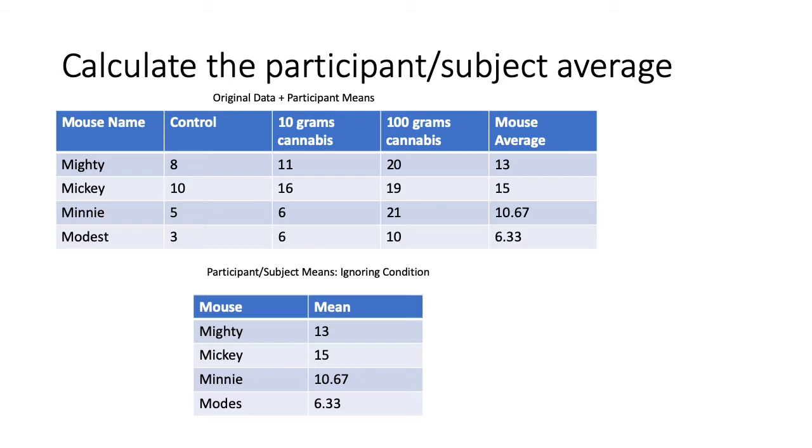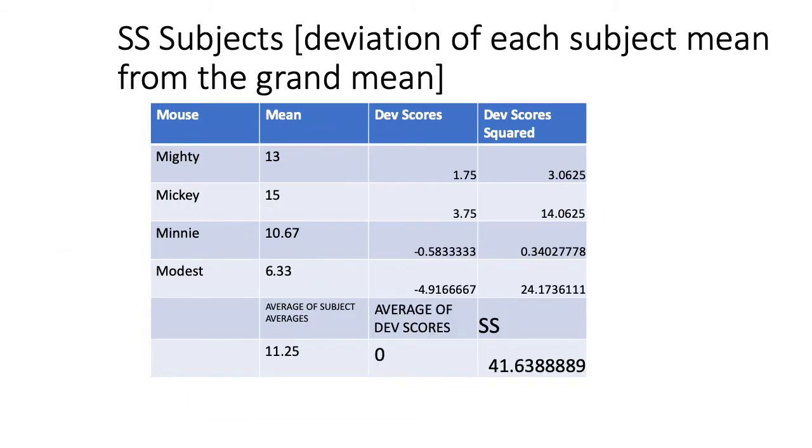Let's see what that looks like. So here we got those means of Mighty, the mean of Mickey, the mean of Minnie, the mean of Modest, right? Boom, we got them there. The average of these averages is 11.25, so that's our grand mean. So now we're going to take the participant's mean, Mighty's mean of sleeping minus the grand mean, Mickey's mean of sleeping 15 minus the grand mean of 11.25, Minnie's mean of sleeping 10.67 minus the grand mean 11.25, Modest's mean of sleeping 6.33 minus the grand mean of 11.25.